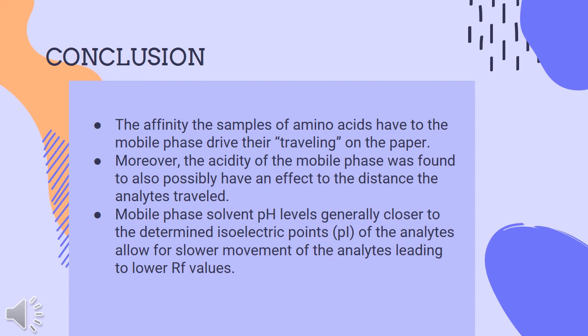Moreover, the acidity of the mobile phase was also found to possibly have an effect on the distance the analytes traveled. Mobile phase solvent pH levels generally closer to the determined isoelectric points, or PI, of the analytes allow for slower movement of the analytes, leading to lower RF values. In the present experiment, the speed of the amino acids could have been affected by the acidic butanol acetic acid water solvent with its pH of 3, not very near the isoelectric points of the amino acids, which were mostly around 5 to 6, making them travel farther than if the pH of the solvent was around the same range of values as the amino acids' isoelectric points.